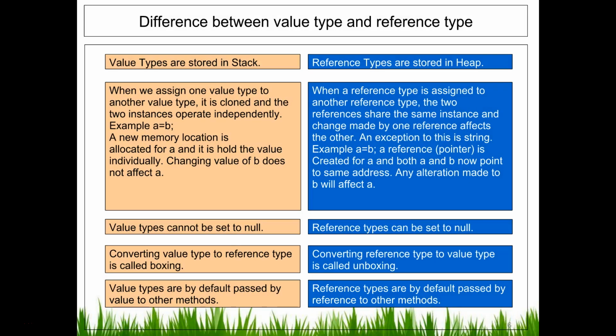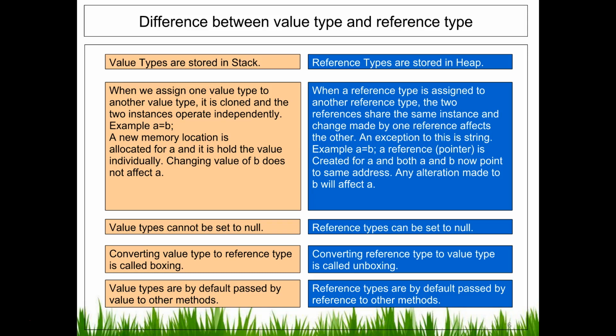So what are the differences between value types and reference types? Value types are stored in stack, as I said, whereas reference types are stored in a heap. When you assign a value from one value type to another value type, it gets cloned, and the two instances operate independently. For example, A equal to B means a new memory location is allocated for A and it holds the value individually, and changing the value in B does not affect the value in A. Whereas in the case of reference type, when you say A equal to B, it means A and B are now going to point to the same location. It's not cloned, both of them are just pointing to the same location, and when the value in B changes, it will be reflected in A.